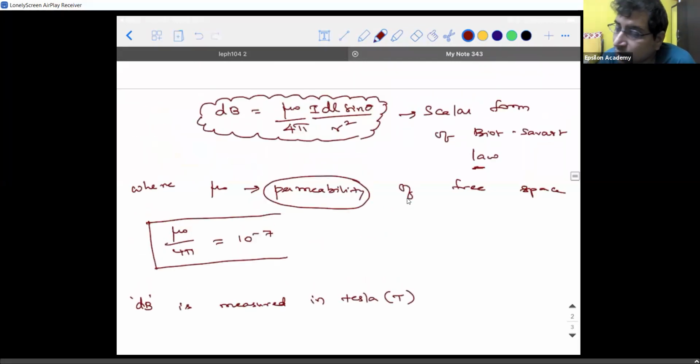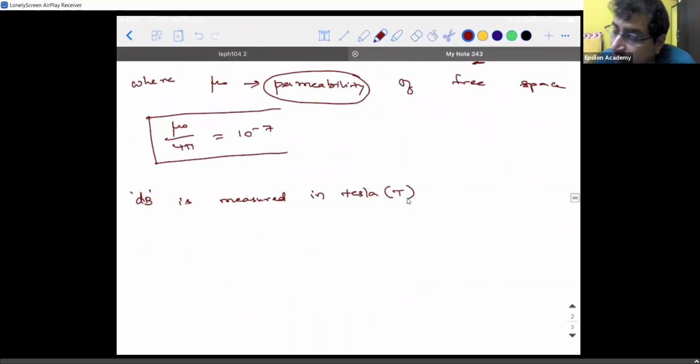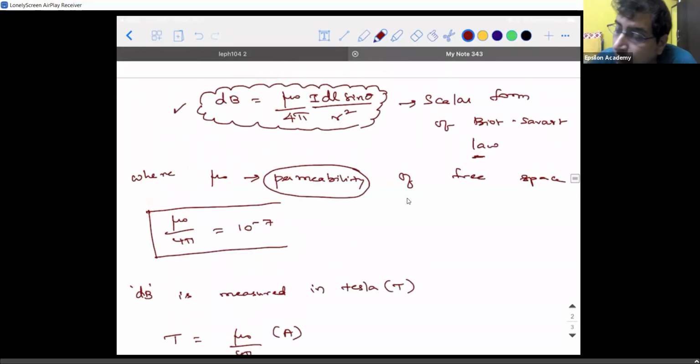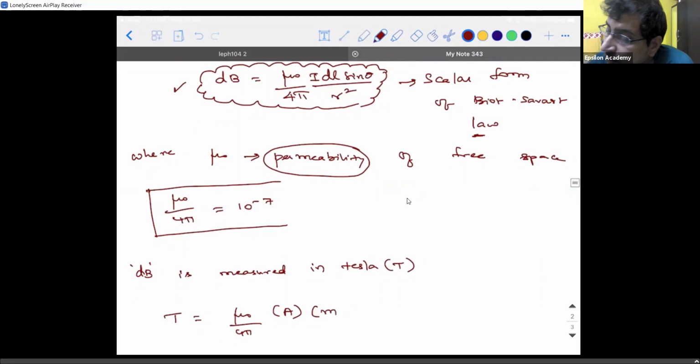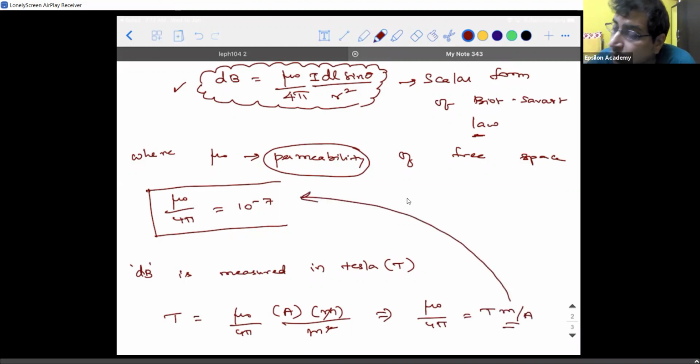Taking this Tesla and putting it in this equation, I get T is equal to mu naught divided by 4 pi into I, measured in ampere, dl measured in meter, sin theta has no units, divided by meter square. So this and this will get cancelled, which implies mu naught by 4 pi has a unit of Tesla meter per ampere. So I can substitute it here. What do I get? It is Tesla meter per ampere.